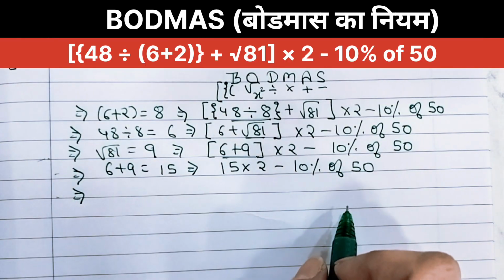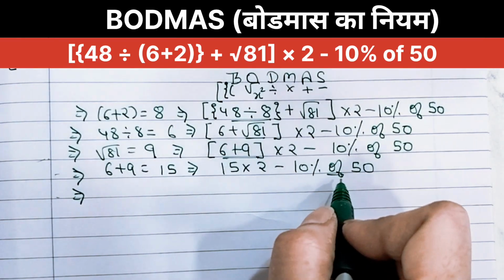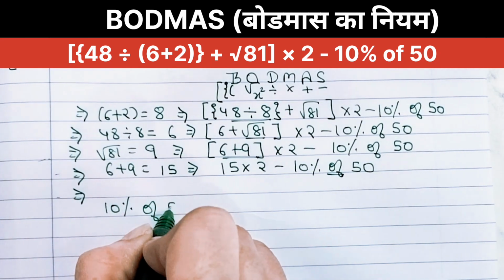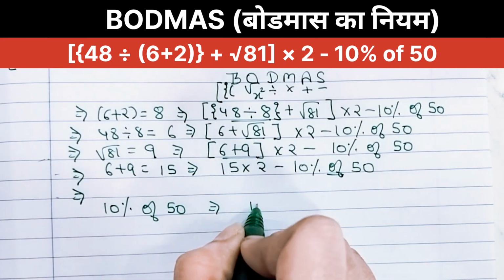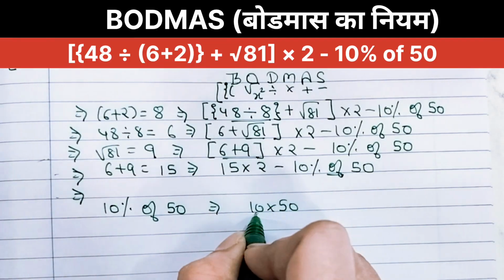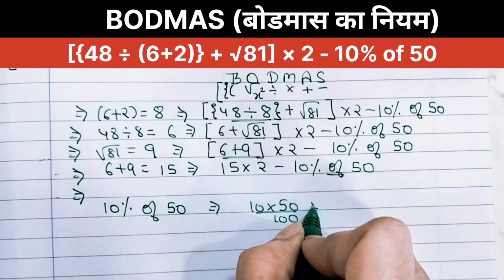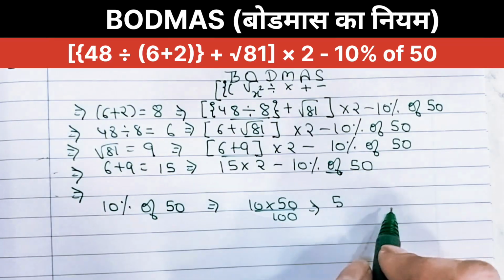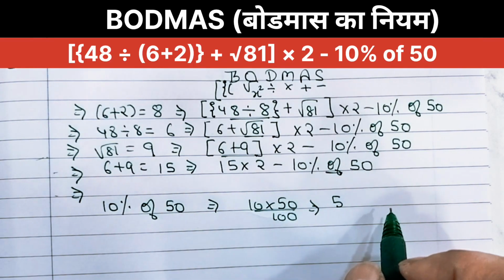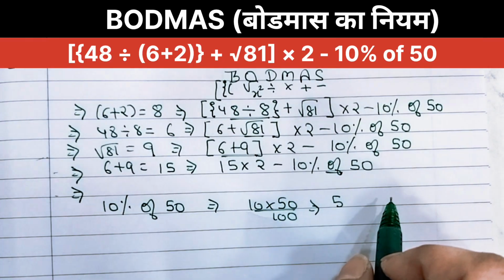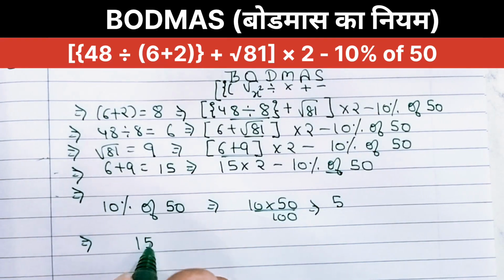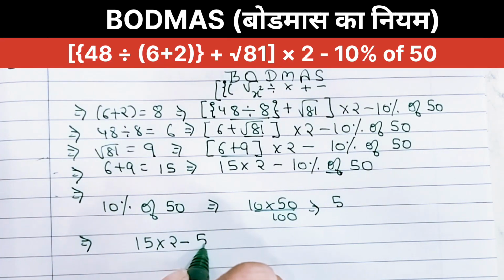Now calculate the of operation. Now there is an of. Calculate 10% of 50. Now 10 multiplied by 50 upon 100. After calculating this value, we'll get 5 as a result. According to this step, the of term takes priority over the regular multiplication and subtraction. And now the current expression becomes 15 multiplied by 2 minus 5.